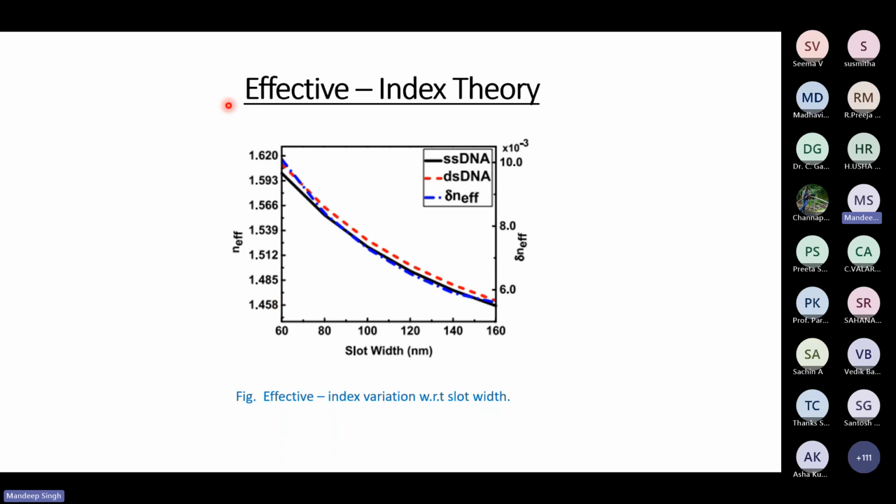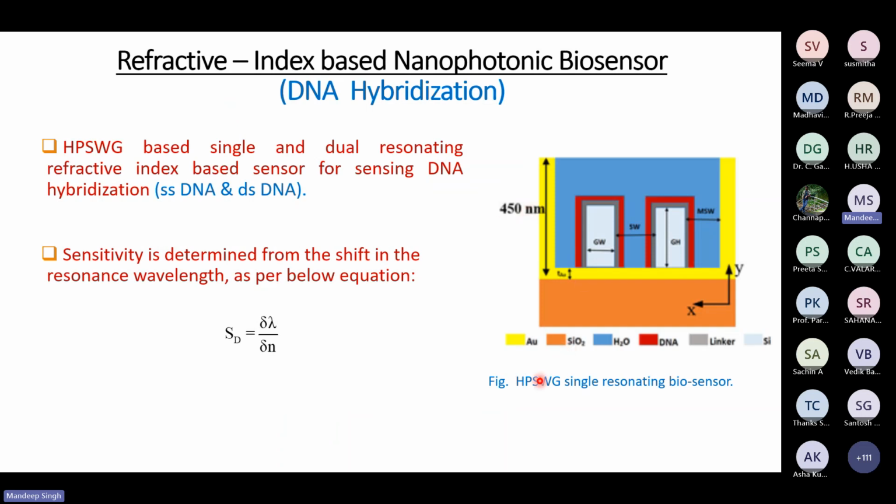Okay, so the first point is the calculation of n effective. If you see this diagram, that is a single resonating biosensor. Here again they are using SiO2 as substrate, and next they are covering it with a gold layer, and they are making these two arms so that they can hold the sample. The blue color is the sample, and here they are putting water, and then there is silicon. After that you have to make two pillar-like structures.